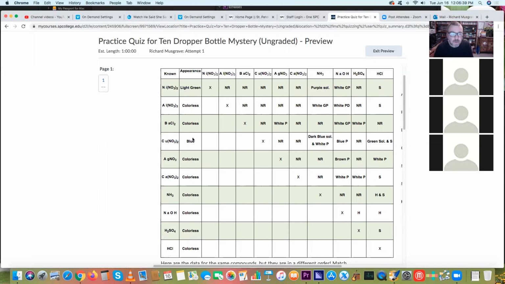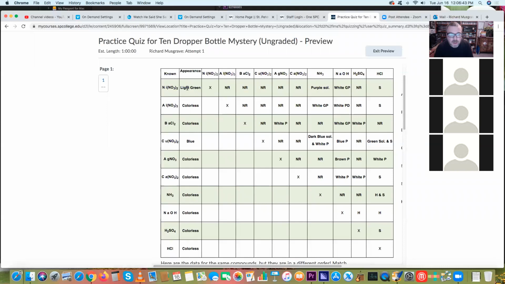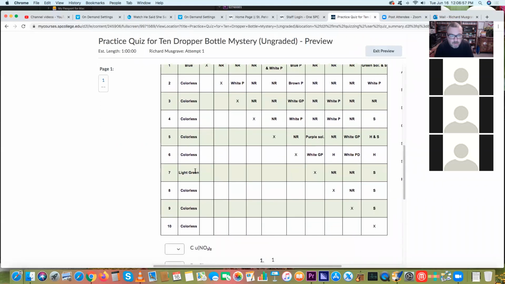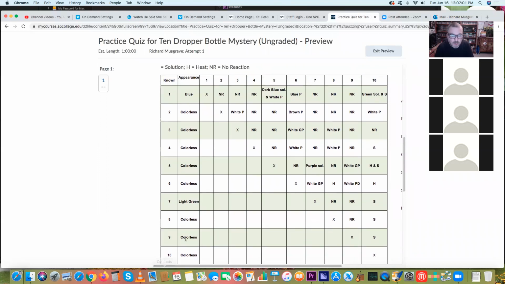Well, first of all, what I would do is focus on the appearance. Over here, you've got light green and blue, and everything else is colorless. Obviously, the colorless ones aren't very much help to you. But the light green one and the blue one are going to be no-brainers to pick up down here. Oh, there's a light green one. Oh, there's a blue one up here. So I know immediately what 1 and 7 happen to be. Right, so that's easy.